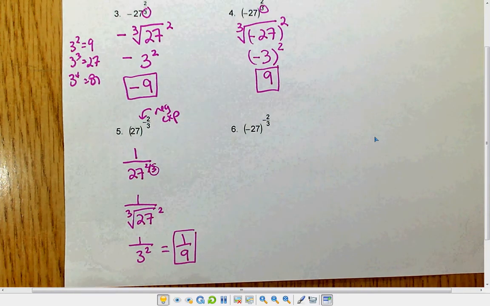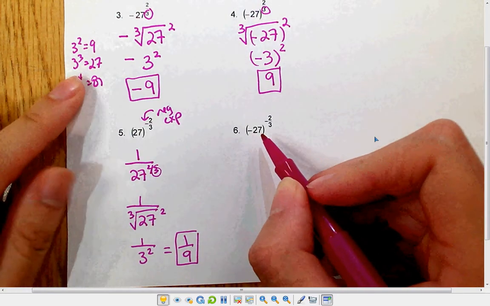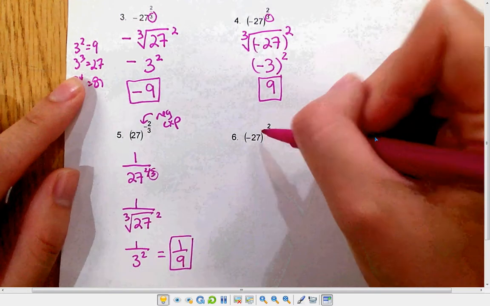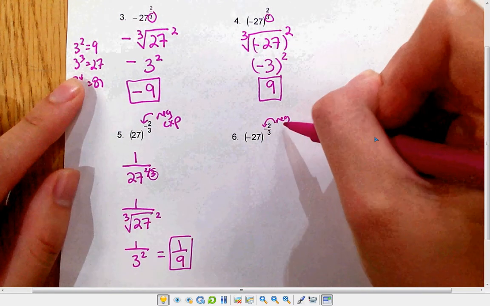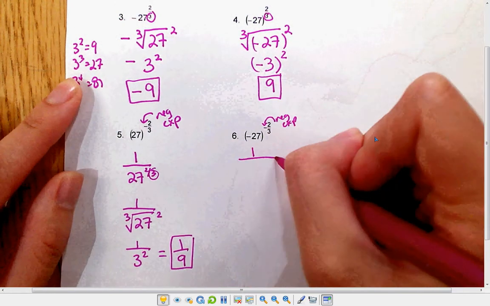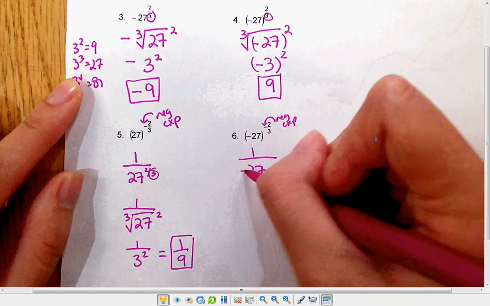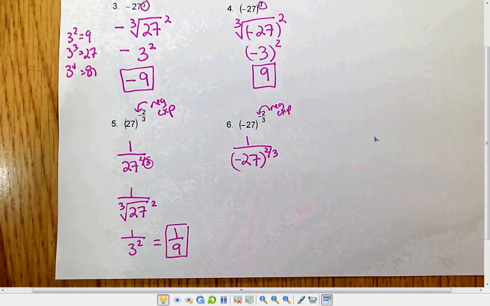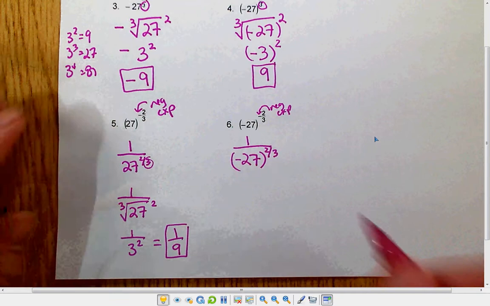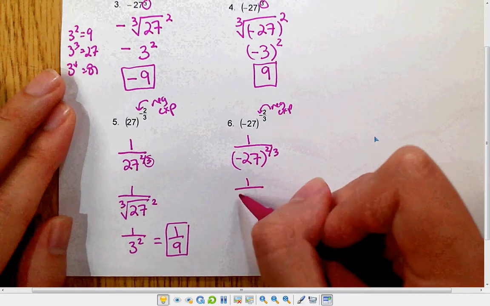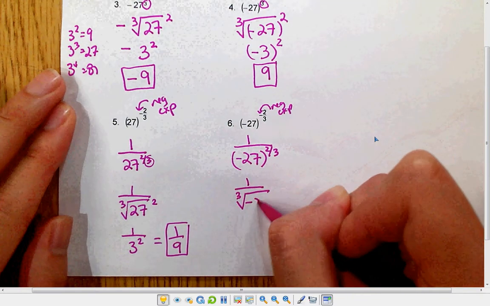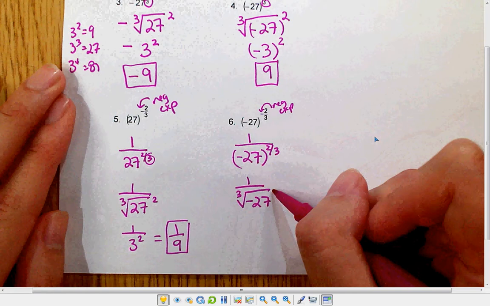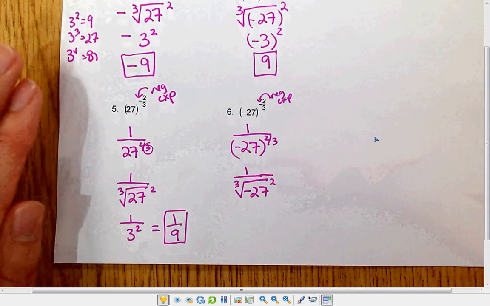Number 6 is very similar, but this time I have a negative 27 to the negative 2/3. Again, the negative exponent is what's going to flip this to the denominator. So now it's the negative 27 to the positive 2/3, because I got rid of the negative since I moved it to the bottom. Again, the 3 is my root, and negative 27 is inside of that, squared, since it's inside the parentheses.